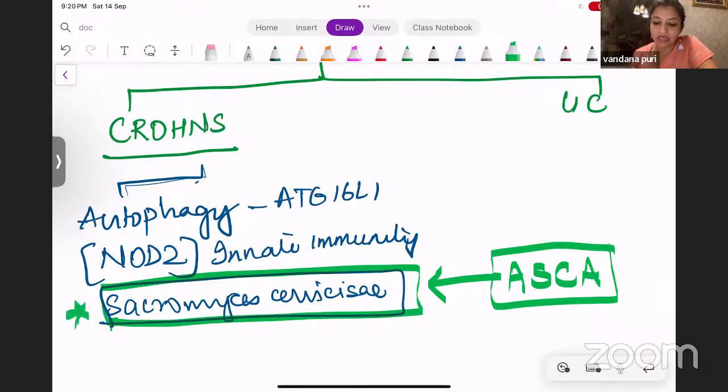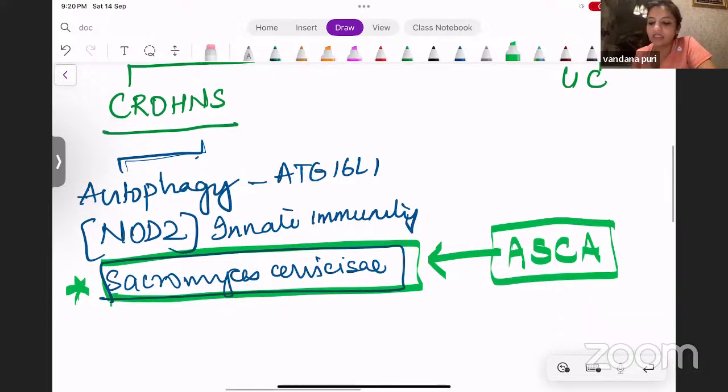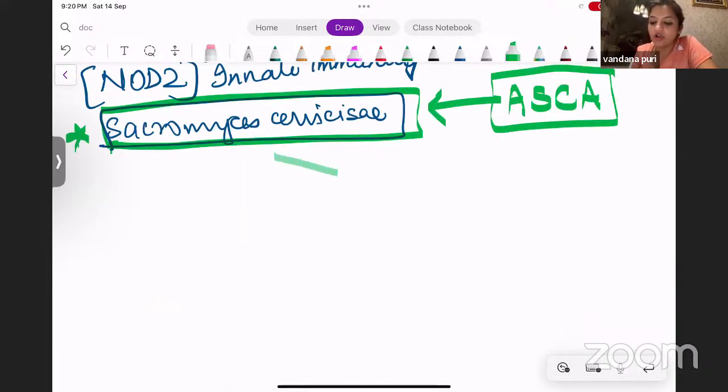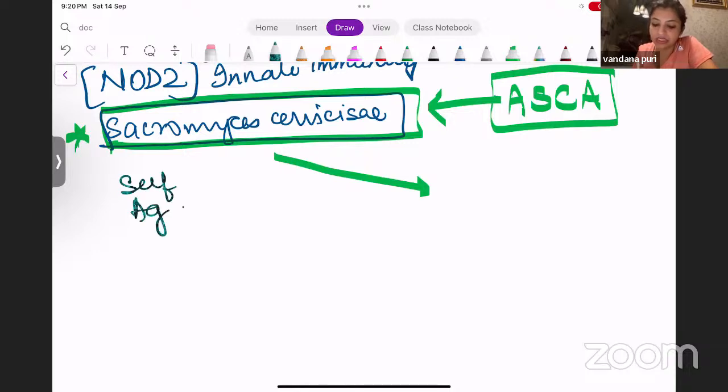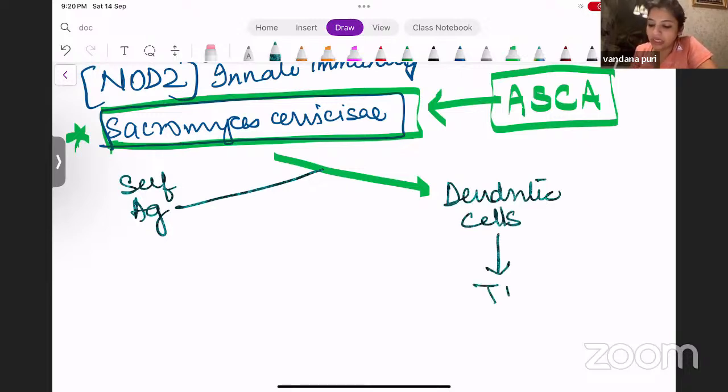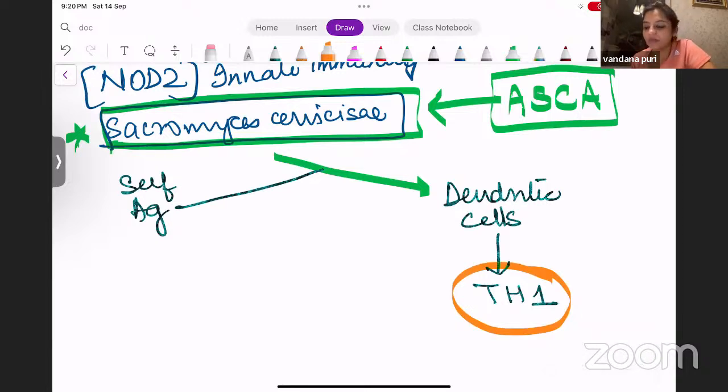Now remember please, guys, that when we talk about Crohn's, one is the genes which we have studied. Apart from that, whenever this pathogen enters the body, any pathogen or any self antigen, which exact antigen we still do not know, is recognized by the dendritic cells. Who recognizes them? Antigen presenting cells. So dendritic cells recognize them and go and present it to T helper 1 cells. So the main T cells here are T helper 1 cells. It goes and gives the antigen to T helper 1 cells.